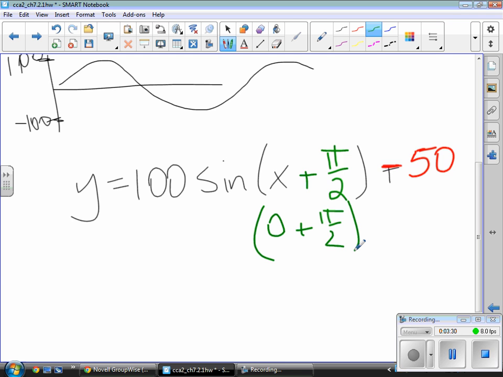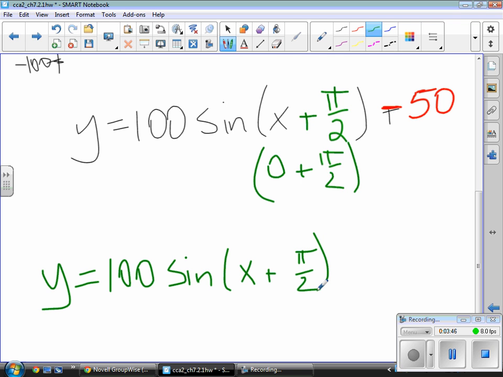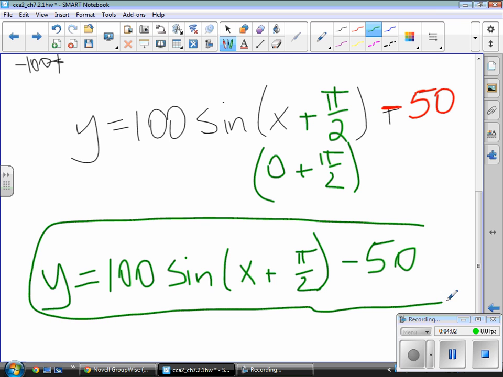Okay, so my final equation is going to be y equals 100 because I have larger numbers. They're not doing decimals or stuff smaller than 1 anymore. Sine of x plus pi over 2, because I'm now starting at pi over 2 instead of at 0 degrees. Pi over 2 is just 90 degrees. And I'm moving everything down 50 because I'm 50 units underground, not starting at ground level. So here's our new equation to represent the new Screamer.